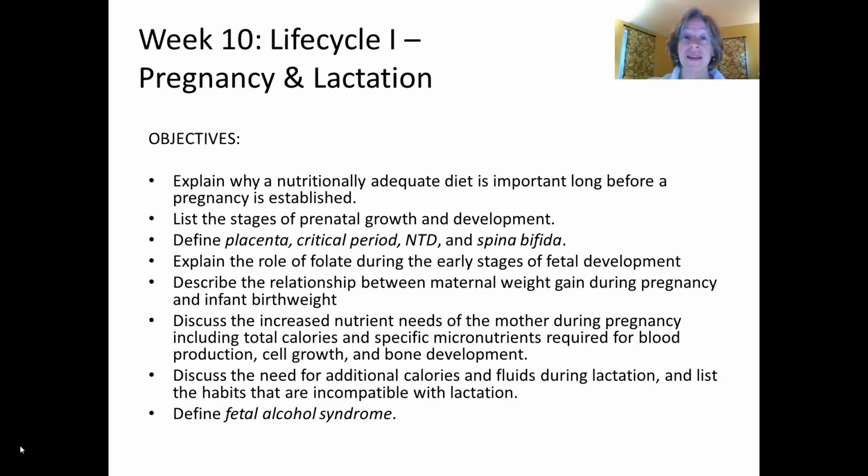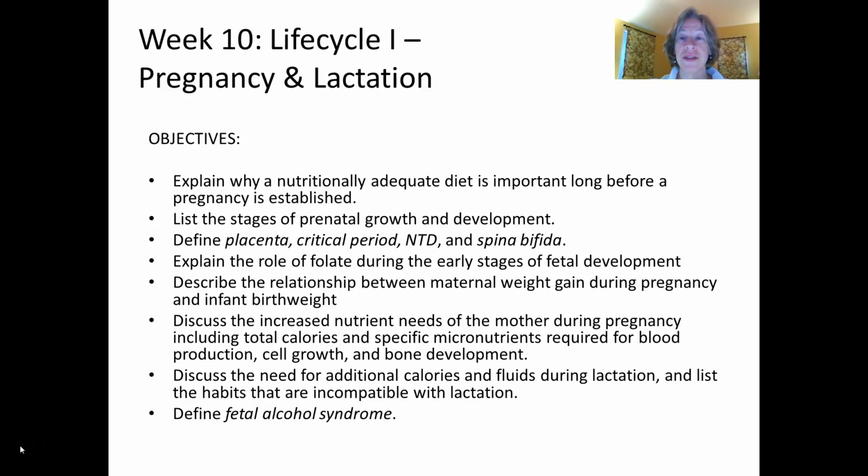Placenta: when you have a developing fetus, the placenta is the organ through which nutrients and oxygen pass from the mom to the developing fetus, and carbon dioxide and waste is exchanged back out from the fetus to the mom so she can dispose of that.